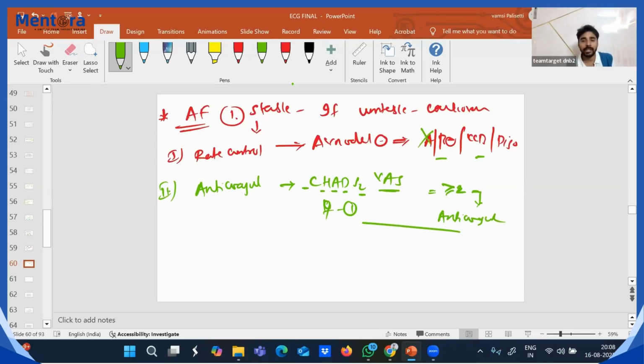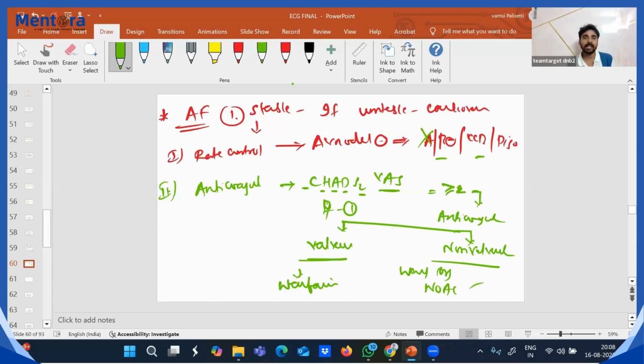Right. In anticoagulation, again you have to see whether this AF is valvular or non-valvular. If valvular AF, nothing else works, only warfarin. If it is non-valvular, yes, you can give warfarin or novel oral anticoagulants: dabigatran, edoxaban, rivaroxaban, apixaban, anything. Very important. Anticoagulation is based on CHA2DS2-VASc. Just see whether it's valvular or non-valvular AF. If valvular AF, you have to give only warfarin. If non-valvular, you can give either warfarin or novel oral anticoagulants.